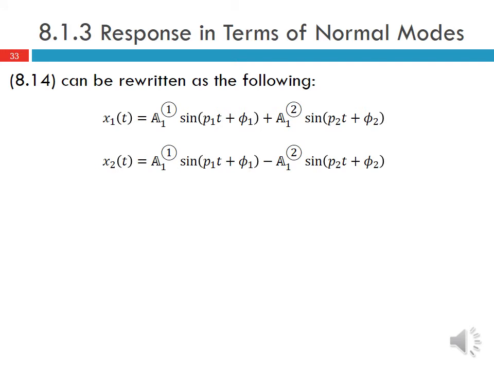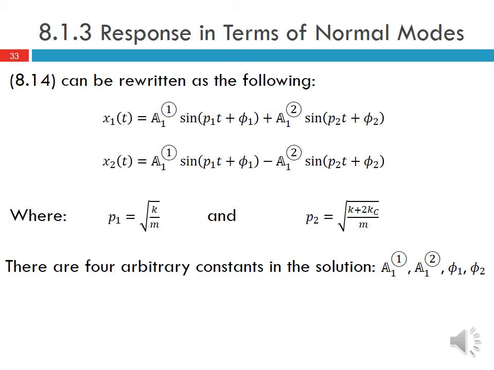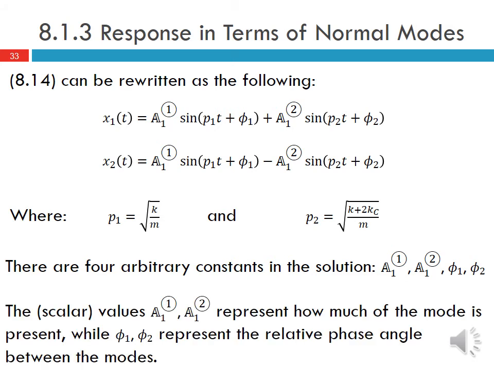So the equation 8.14 can be rewritten as shown here, where P1 is equal to the square root of k over m, and P2 is square root of k plus 2kc over m for our particular system. So you can see that we have four arbitrary constants, A11, A12, phi 1, and phi 2. The scalar values, A11, A12, represent how much of the mode is present, while the other scalar values, phi 1 and phi 2, represent the relative phase angle between the modes.